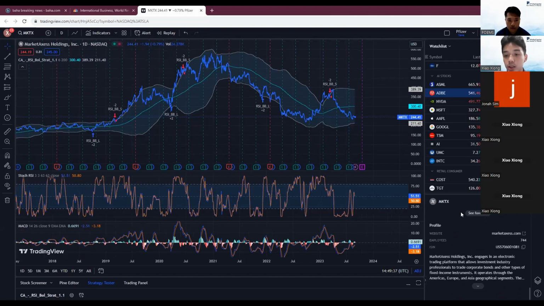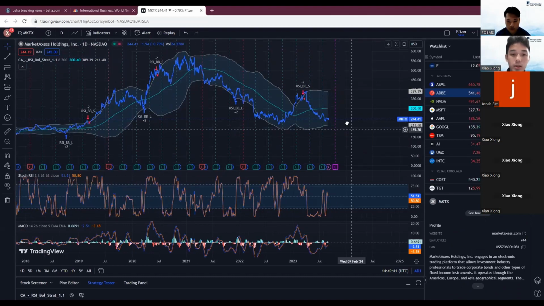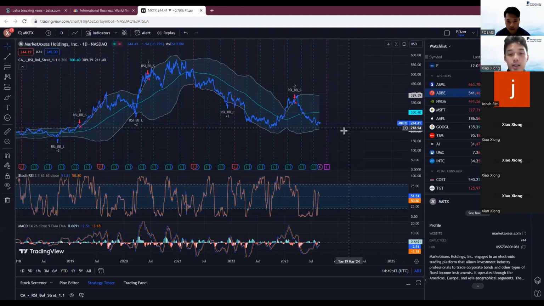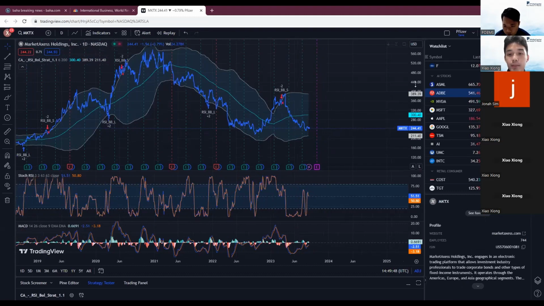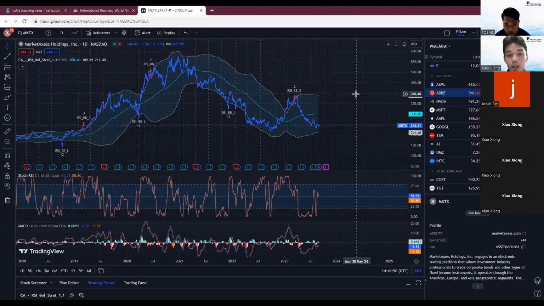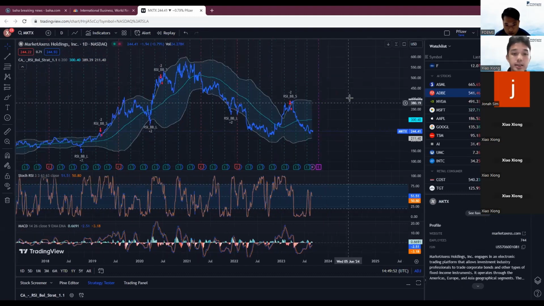Okay, it's an electronic trading platform. So investment. Okay, so I roughly know what it's about. Basically like a brokerage trading platform for people to trade. I see it's a downward trend.